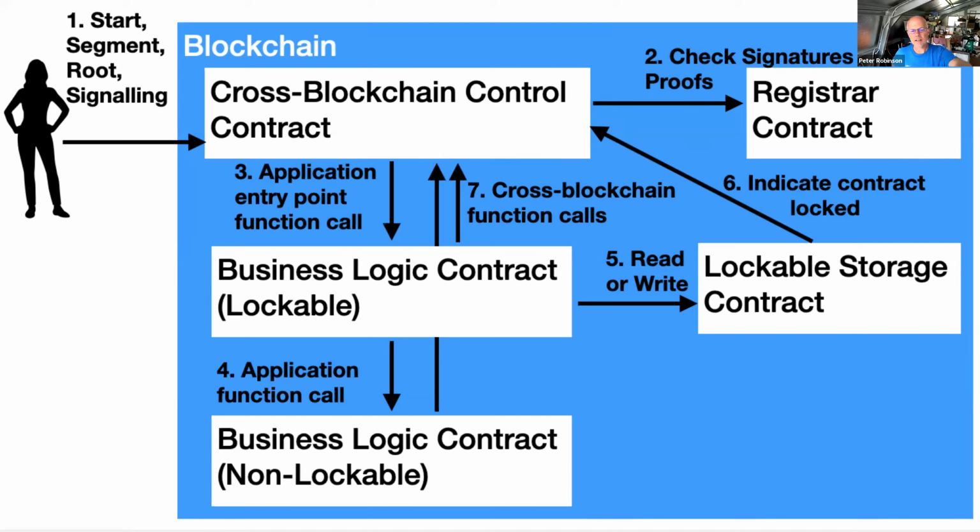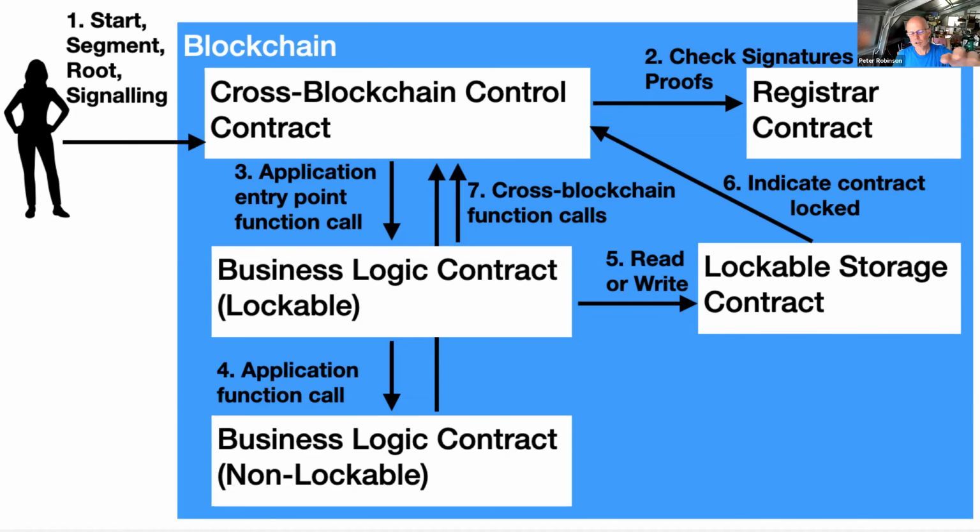And then if it's a lockable business logic contract, so something that is going to update some variables as part of the cross-chain call, then all of the variables that can be updated as part of that call are stored in the lockable storage contract. And so you can read and write there. And if you do read and write, then you're going to indicate that that contract is locked in number 6 back to the cross-blockchain control contract.